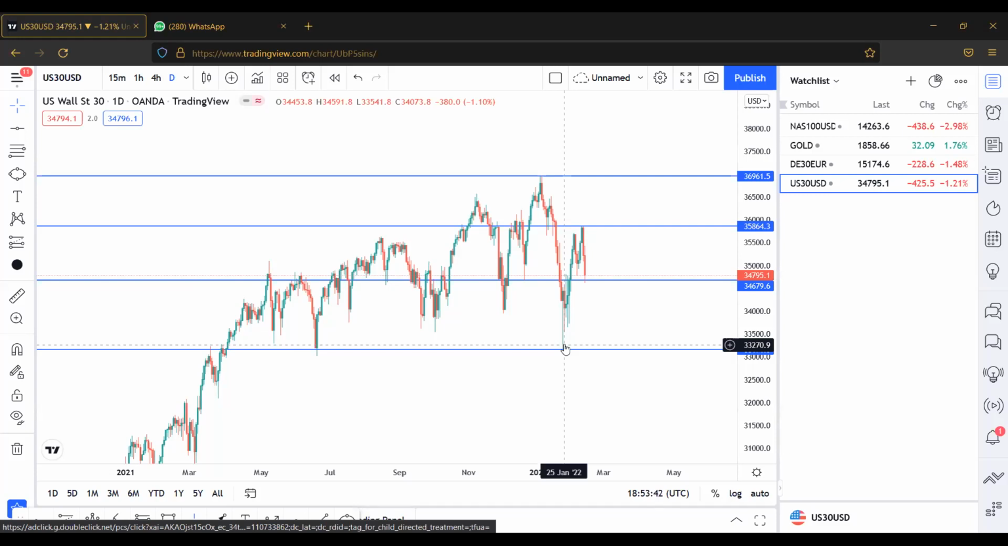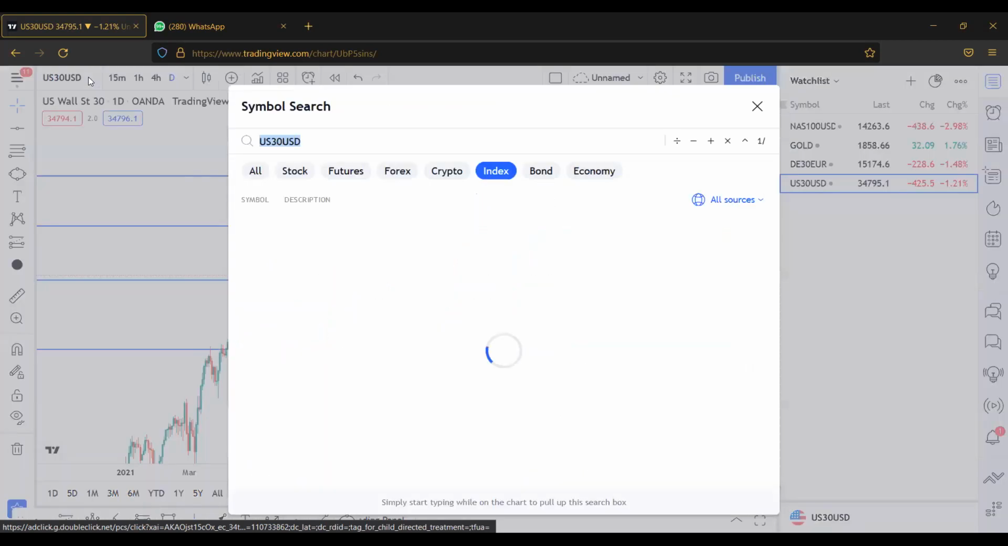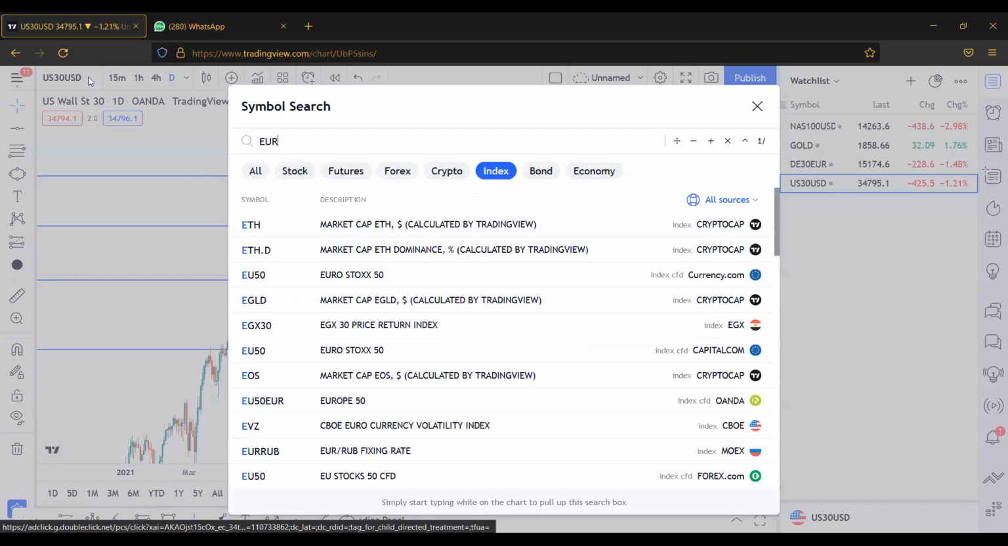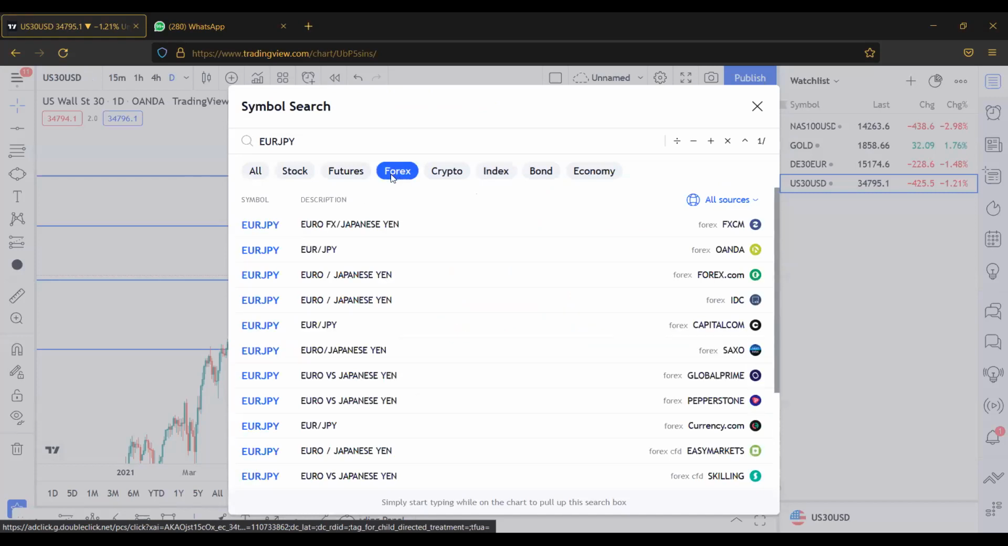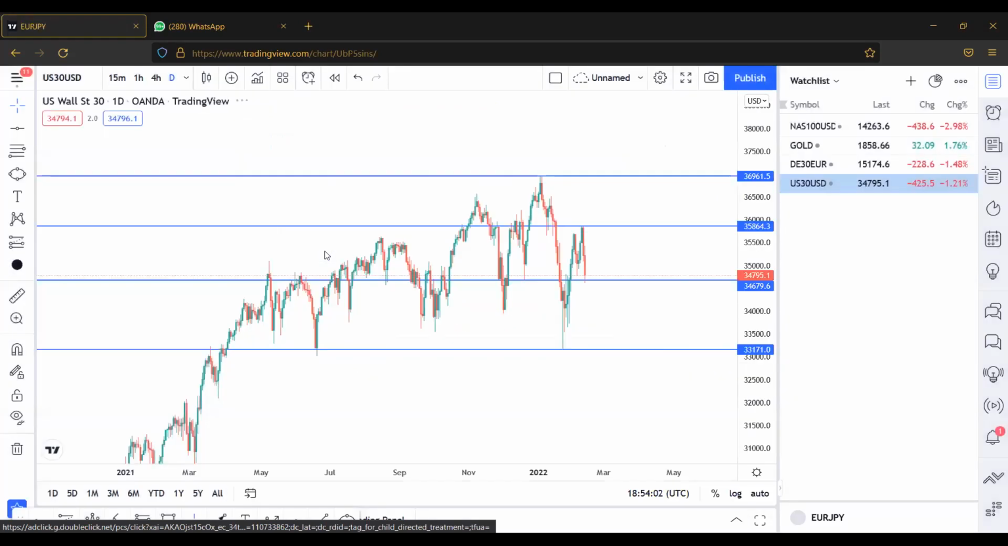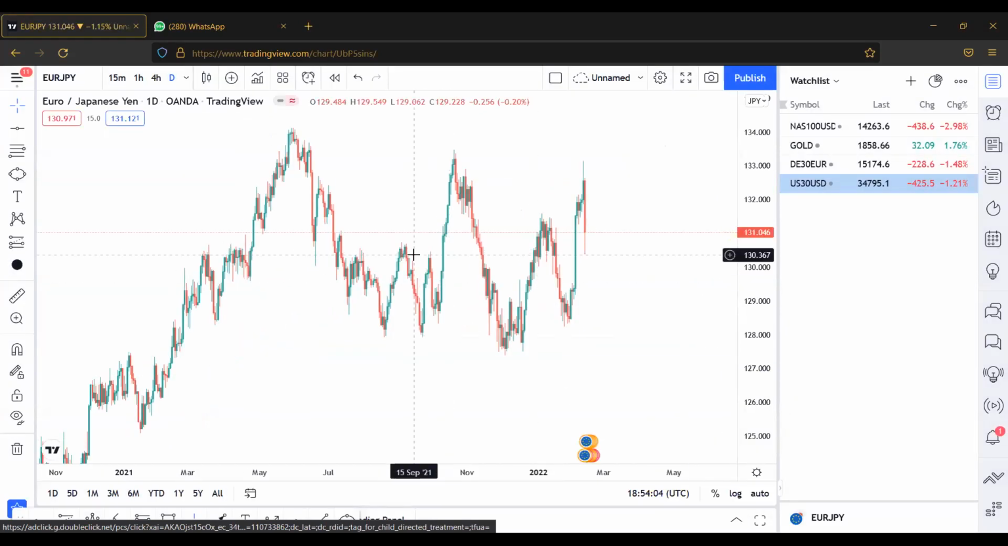Ninja, can you analyze the Euro JPY? Euro JPY. Okay, at least if anything pairs with JPY, it's going to be simple. Let's go for it, Euro JPY. It's going to be simple, trust me. Is it Euro JPY? Okay, because guys, this one is a currency.